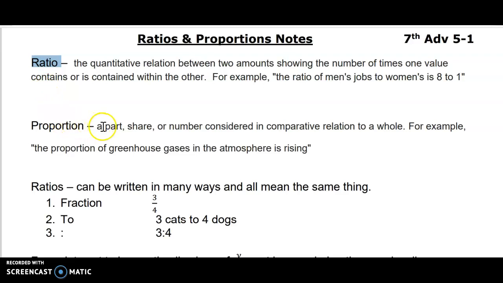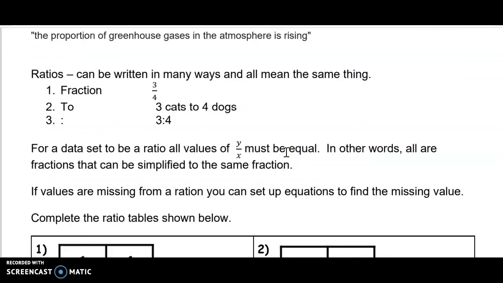A proportion is a part, share, or number considered in comparative relation to a whole. For example, the proportion of greenhouse gases in the atmosphere is rising. Your fractions, ratios, can be written in many ways and all mean the same thing. I can write it as a fraction. This is 3 to 4. I can say it in words, 3 cats to 4 dogs, or I can use this colon where it says 3:4. All of these are saying 3 to 4.